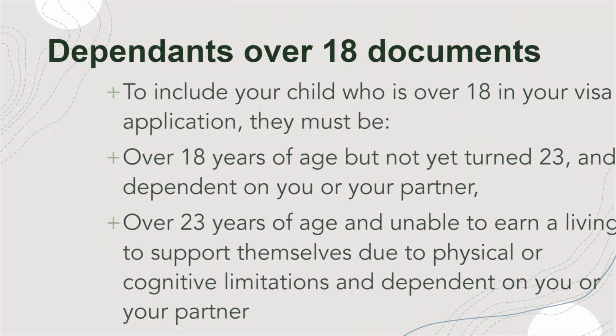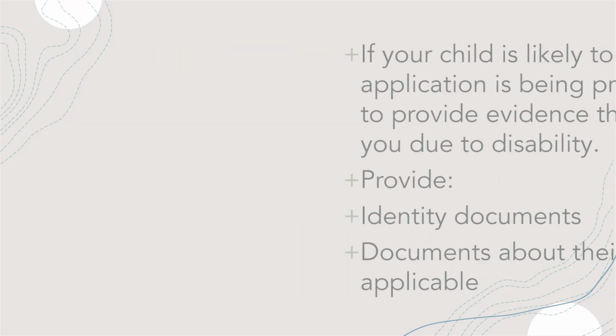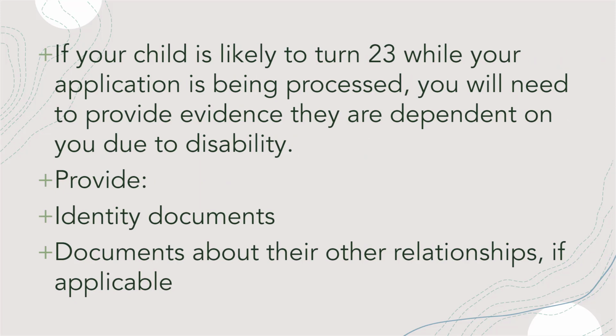To include your child who is over 18 in your visa application, they must be over 18 years of age but not yet turned 23, and dependent on you or your partner, or over 23 years of age and unable to earn a living to support themselves due to physical or cognitive limitations, and dependent on you or your partner. If your child is likely to turn 23 while your application is being processed, you will need to provide evidence they are dependent on you due to disability. Provide identity documents and documents about their other relationships, if applicable.